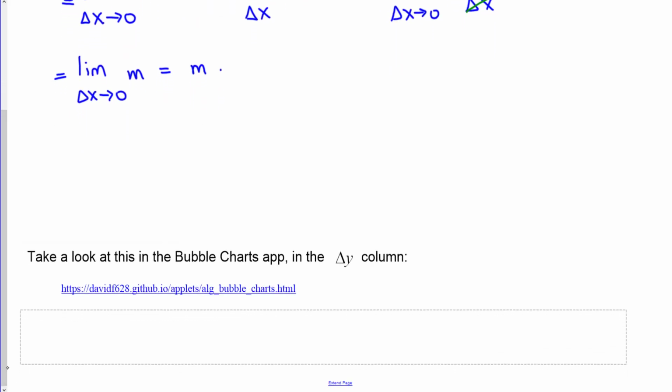what's happening here in the Bubble Charts app and really kind of see it. But the thing to take away is whenever you have the derivative of any linear function, its derivative is just the slope of the line. Notice that b would have been a constant in that equation, and b disappears through the differentiation process. So just like before, we saw a constant function, its derivative is 0. A linear function, its derivative is its slope, so just an m is what we result with.